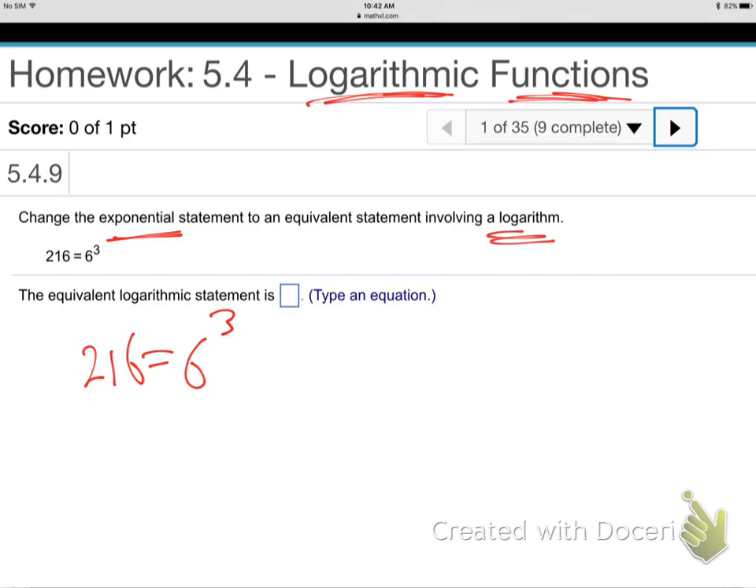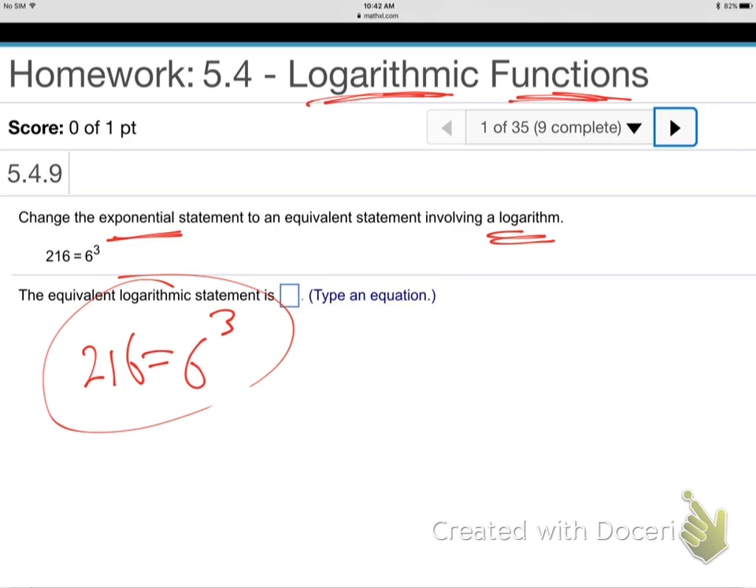It's another language. What we're going to do is take this statement, which is just a true thing, 6 to the third power. If you take your calculator, you could verify it. 6 times 6 times 6 is 216. So what? Well, now they want me to say the same truth in a different language.